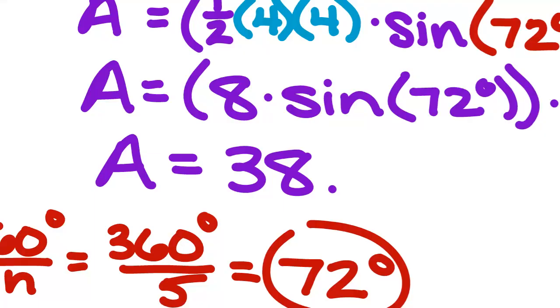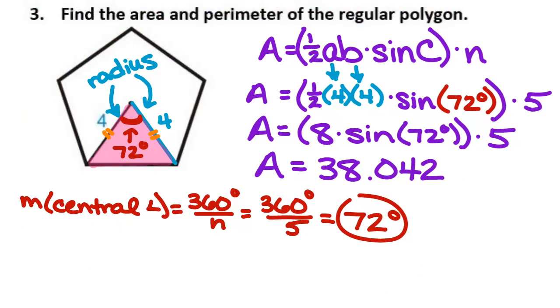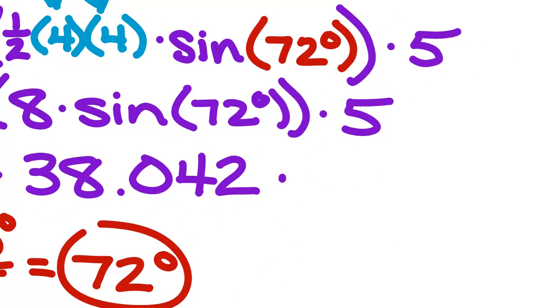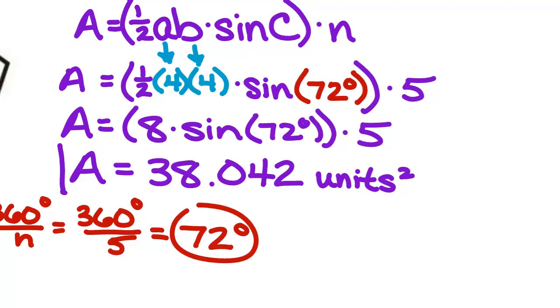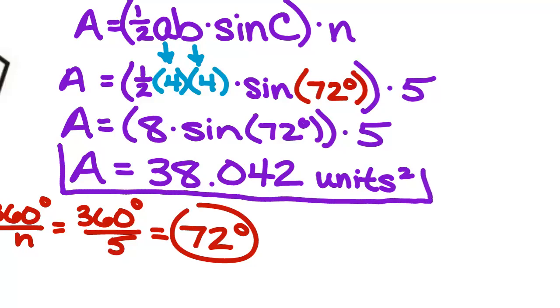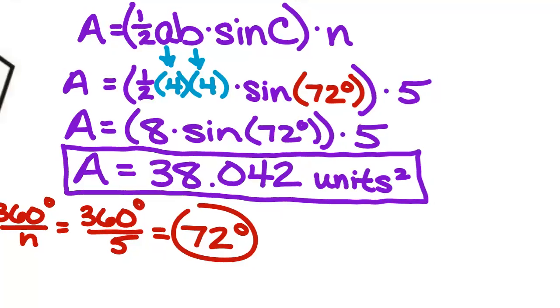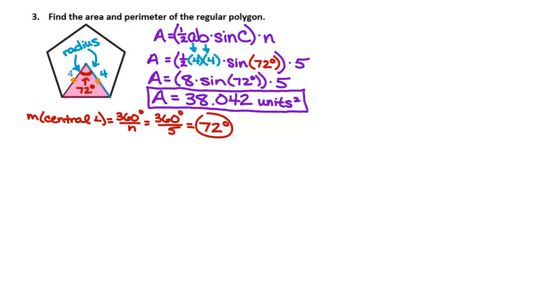38 point, and then I didn't hear the decimal part. 0.42. Should we put units with that? We don't have any units to use. To keep yourself in the habit, it would be a good idea when you haven't been given units to write down units squared. But if you leave that off because you were not given any units, that is perfectly fine, and I will not take off any points. All right, so that's finding the area. We still need the perimeter, though.